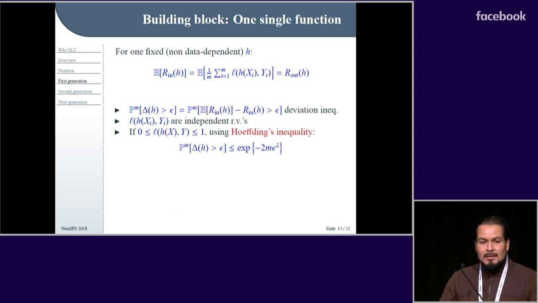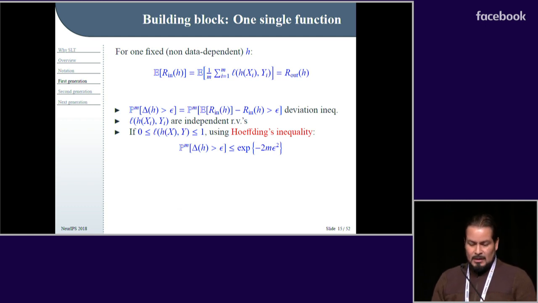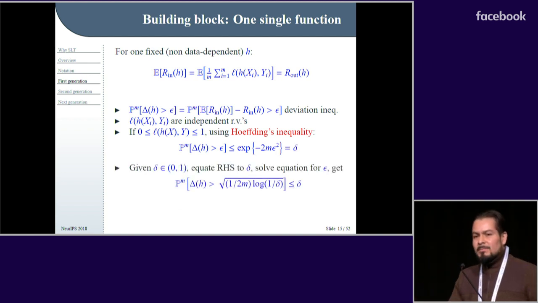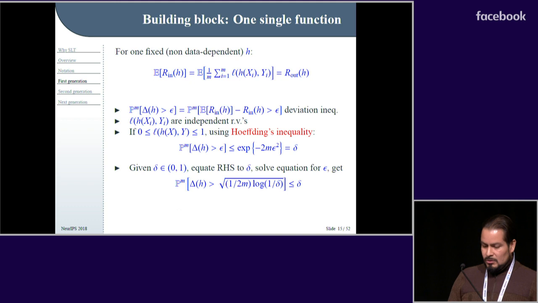It's exponential in the sample size and in the amount of deviation. So the usual trick, probably a lot of you are familiar with this: you make the right-hand side equal to delta, so for a given confidence parameter delta, you equate the right-hand side to delta, and then solve for epsilon, and what you end up with is the inequality below.